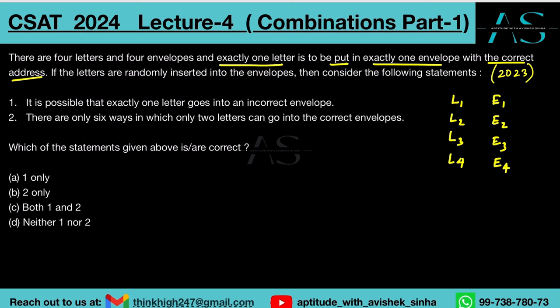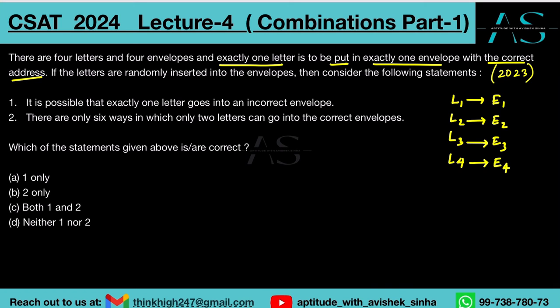Let's say letter 1 must be going into envelope number 1. Letter 2 must be going in envelope number 2. Letter 3 must be put in envelope number 3 and letter 4 must be put in envelope number 4 with the correct address. So these are the correct order. Let's just assume. Now, if the letters are randomly inserted into the envelopes, then consider the following statements.